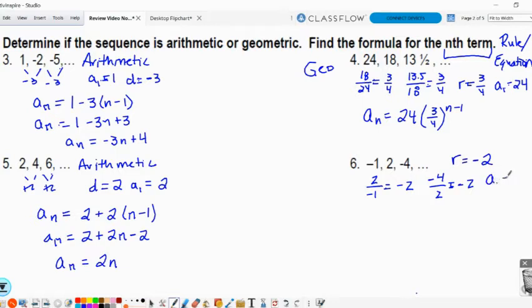Our first term is -1, and we have enough to write the formula for this geometric sequence. A sub n is -1 times -2, our common ratio, to the power of n minus 1.